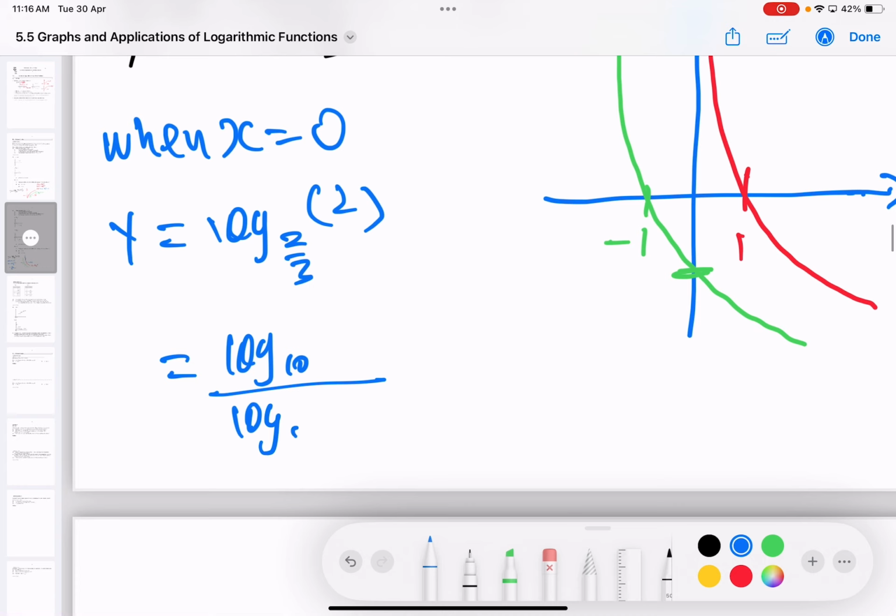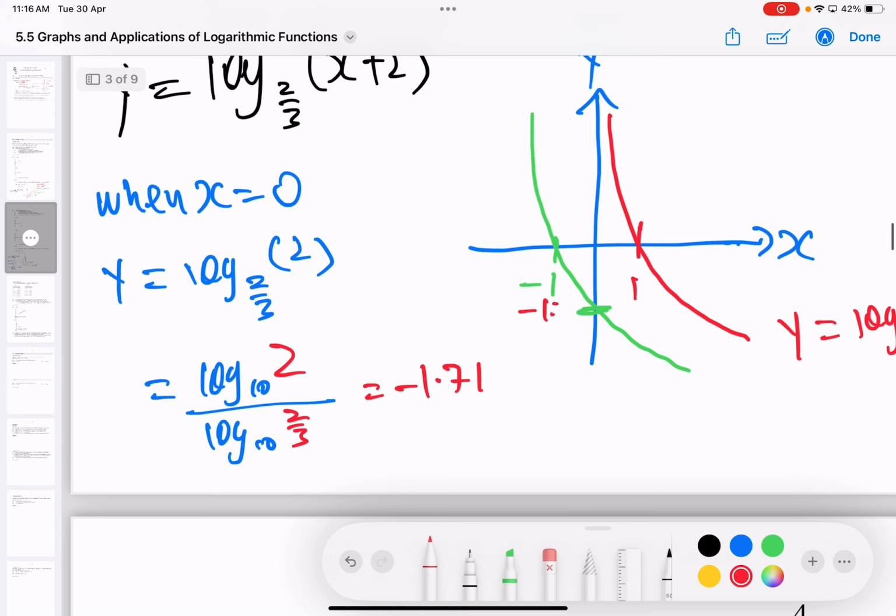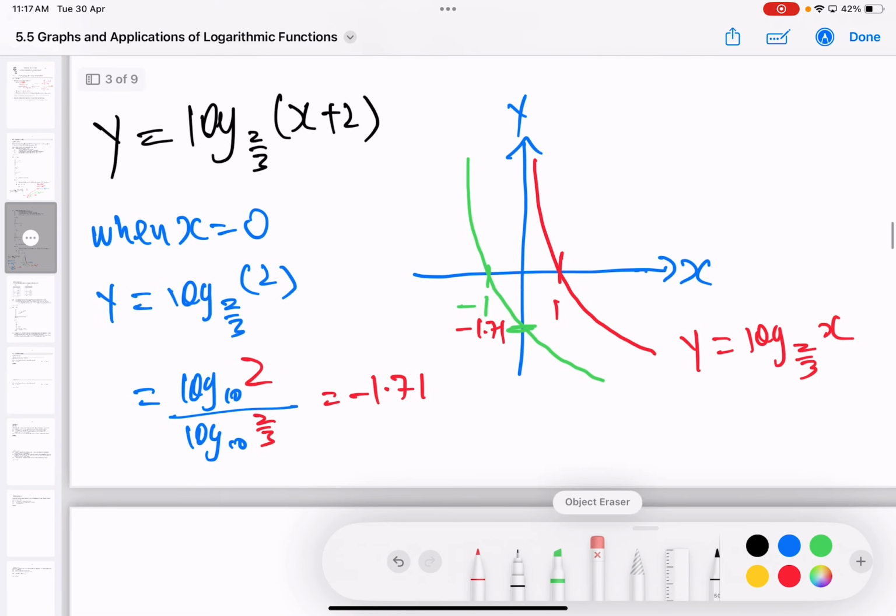Change of base means I need to write log 10 over log 10. What do I put on top? 2. Then what do I put at the bottom? 2/3. So what's the answer here? Negative 1.71. Alright, so the answer here is negative 1.71. So this is how you do this question.